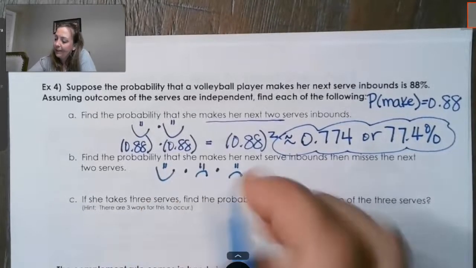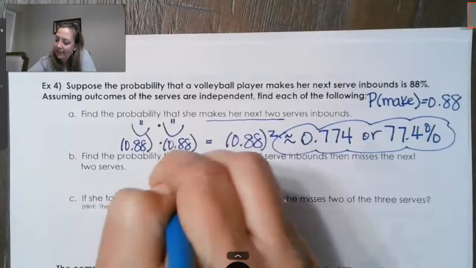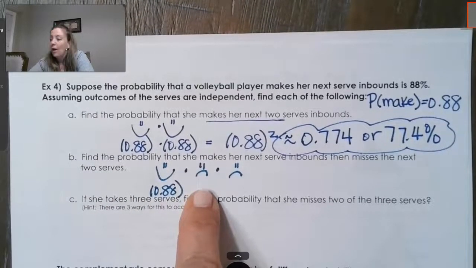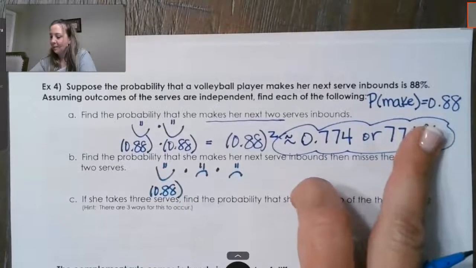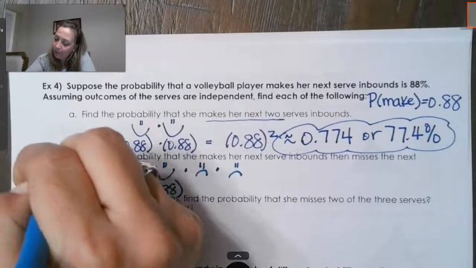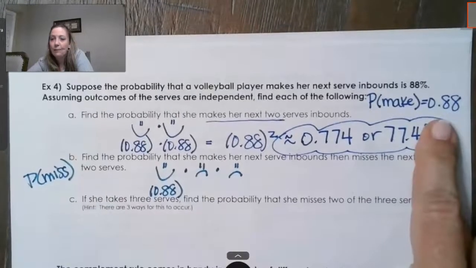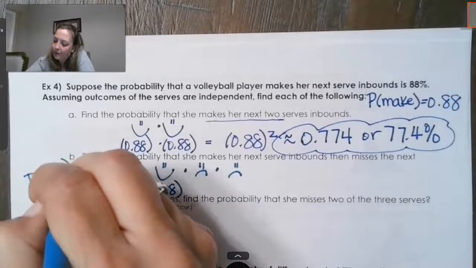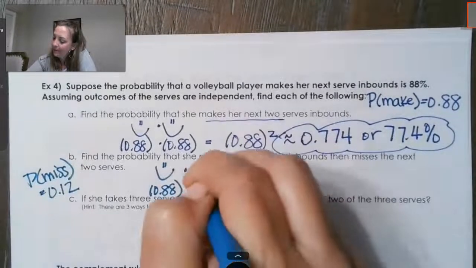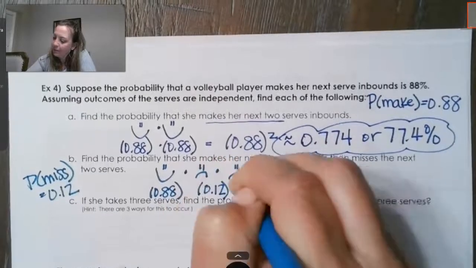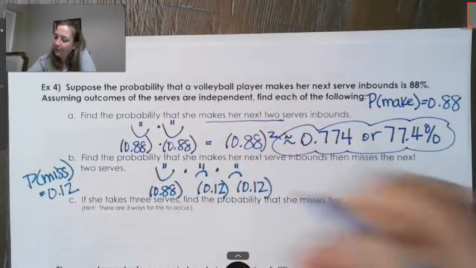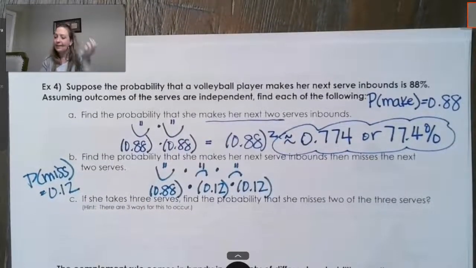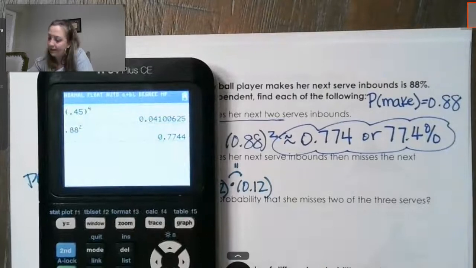So we know the probability of a make was 0.88. But what about the probability of a miss? Well, lucky us, make and miss are complements. So we can say that the probability of a miss is going to be 1 minus that 0.88, which will be 0.12. So the probability of each miss is 0.12, and then we can multiply. Again, these probabilities don't change because these are independent values.